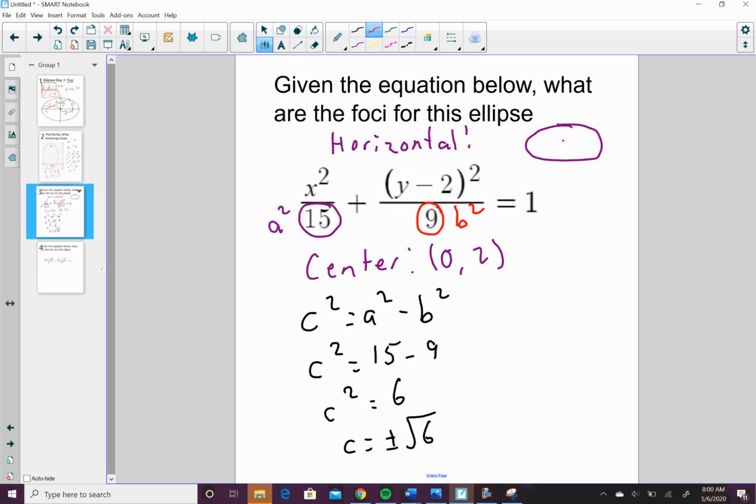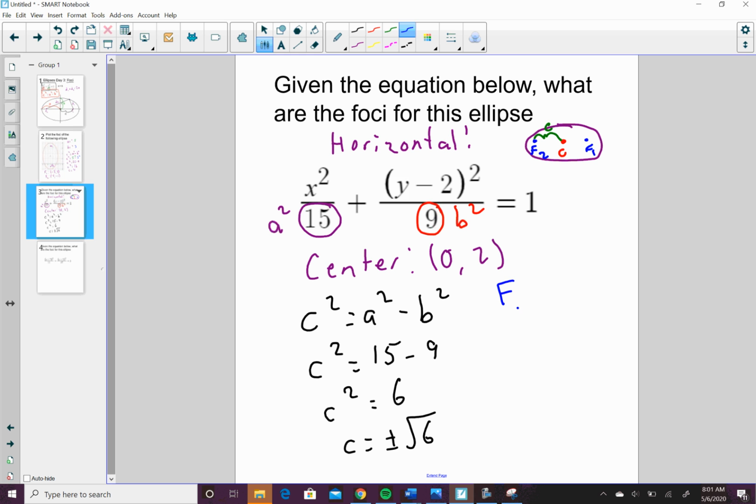Now, if you think about a horizontal ellipse, this is my center, and let's say these are both of my foci, F1, F2. So c is the distance from the center to each of the foci, and that's the same distance. Now, it's a horizontal ellipse, so I don't have to move anywhere vertically. So to find the coordinates of F1 and F2.